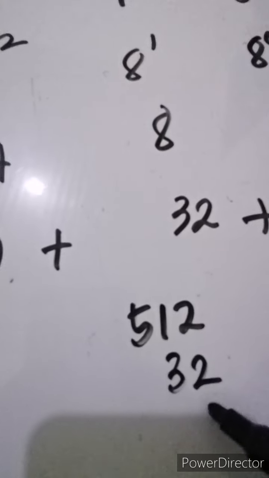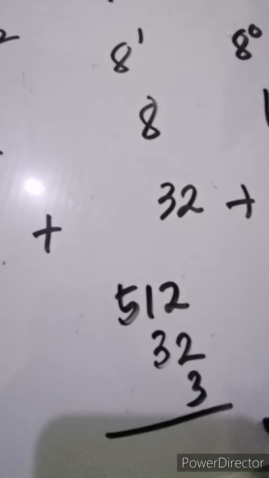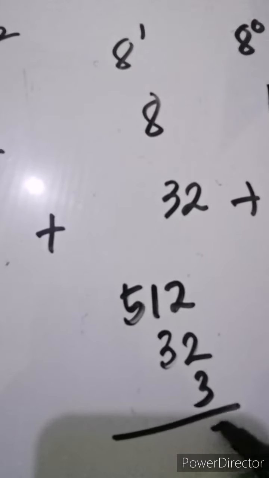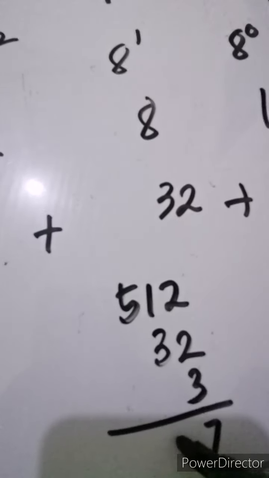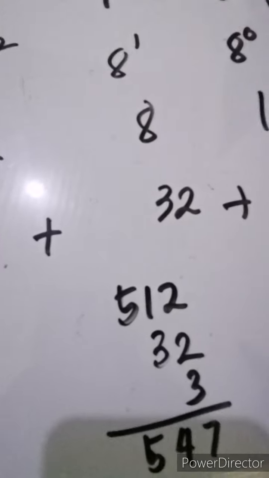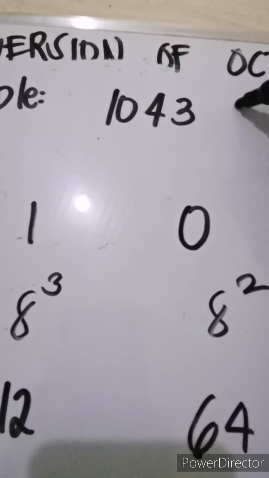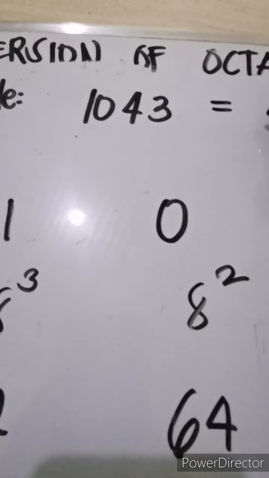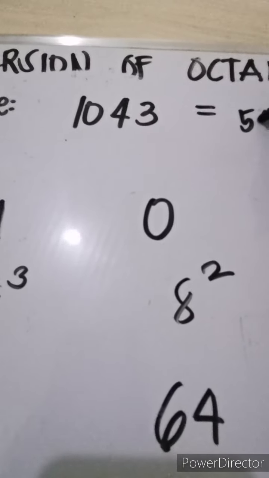So we have 32 and 3. 2 plus 3 is 5. Then 3 we have 7... 1 plus 3 is 4. Then bring down 5. So therefore 1043 in decimal is 547.